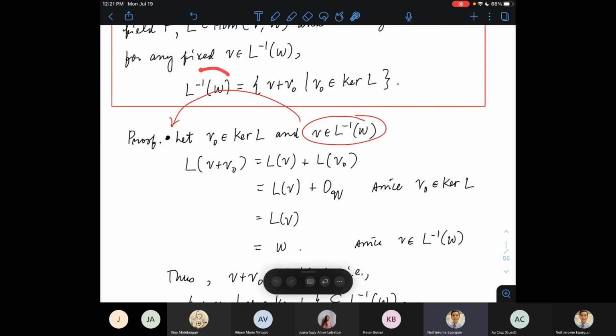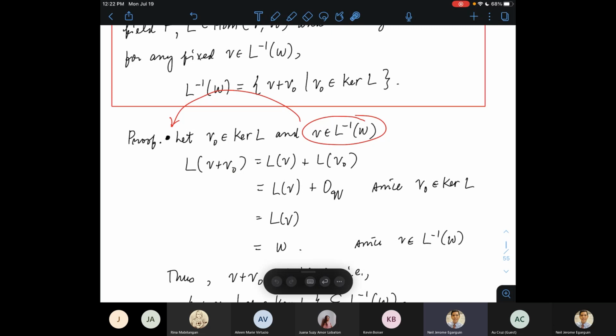But what does it take for an element of the domain to belong to L inverse of W? Ibig sabihin, by definition of L inverse, dapat pag kinompute ko yung function value ng element ng domain na yon, dapat equal kay W, right? Because again, L inverse of W is the set of all vectors in the domain whose image under L is equal to W. So in order to show that V plus V0 is in L inverse of W, I want to show that this guy is equal to W. And let's see how it is done.